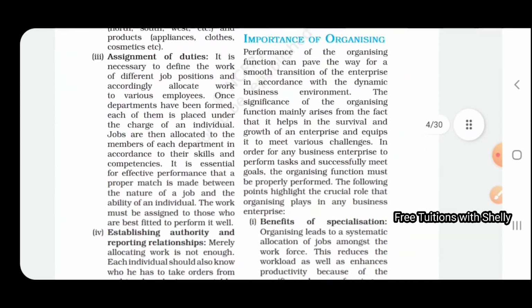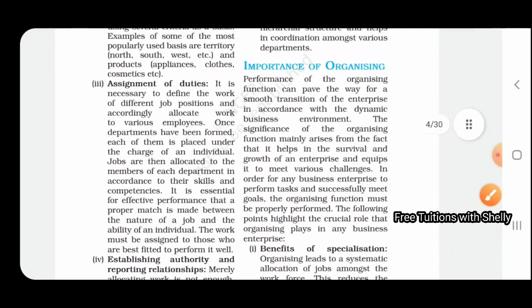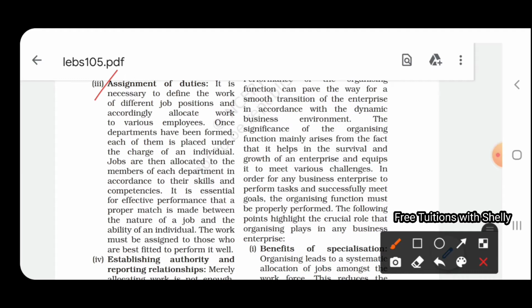Third one is assignment of duties. Each person in the department must be allocated duties. What all duties a person should do under his department has to be assigned. Next is establishing authority and reporting relationship. Authority responsibility relationship is made between the managers and the workers. So whenever a problem arises, they will be answerable to the top management. They will be doing the work accurately because they are responsible for their activities.